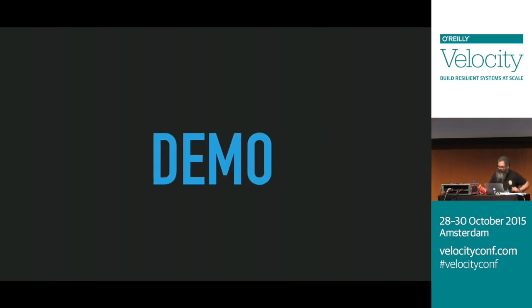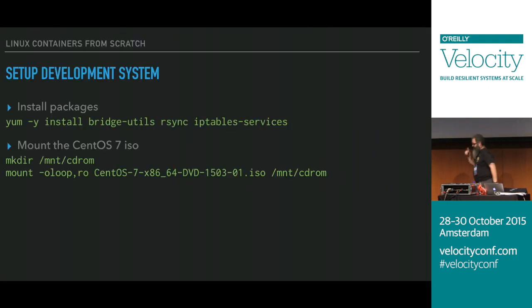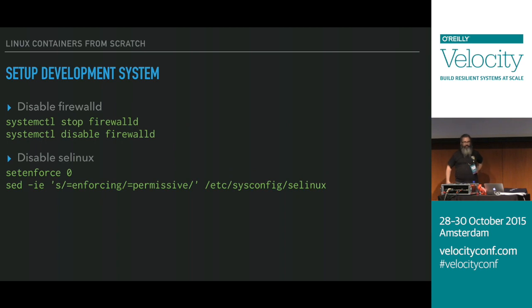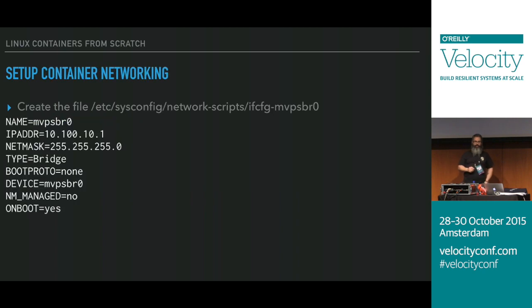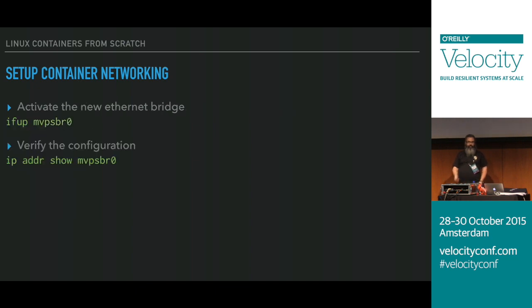All right. So, a real quick review on the setup. We've installed a few packages, created a directory and mounted the CD, so that'll be a source for yum when we install packages. We stopped the firewall, and we disabled it. We stopped firewalld. And then, of course, we set SELinux to be in permissive mode, and we also made that permanent at boot. Created a bridge interface, and we added that to the system. The bridge interface comes up with the IP address 10.100.10.1. We activated it and saw that it worked and got the right config.